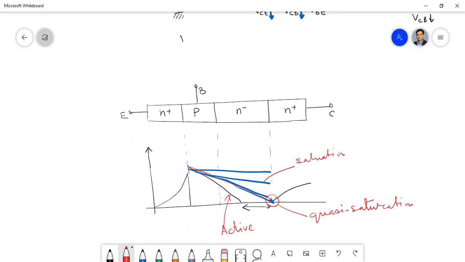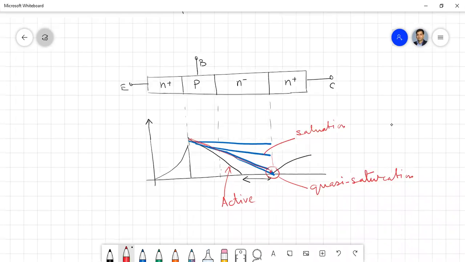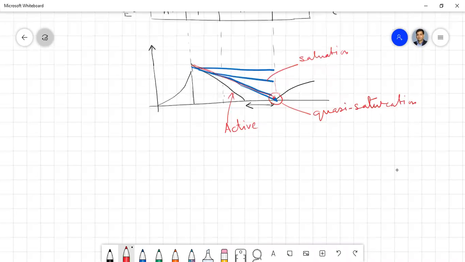Saturation means we have a sufficient carrier density at this n minus n plus, that is the drift collector junction. We have sufficient concentration at that junction. That is called the saturation region. Okay. So this much we should say on this device.